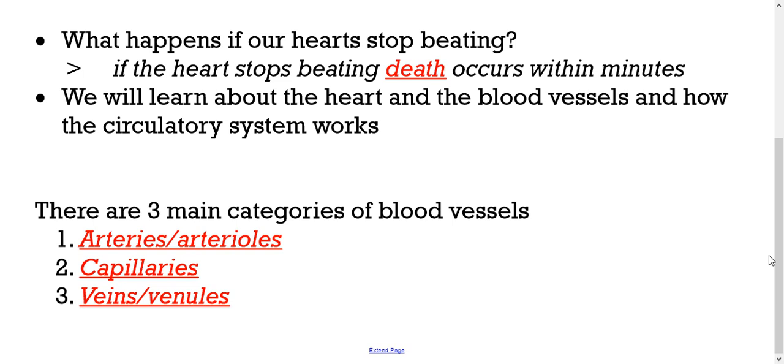So there's three main categories of blood vessels: arteries and smaller branches of those called arterioles, capillaries, which is where the gas exchange is actually happening, and veins and venules, which return that blood back to the heart.